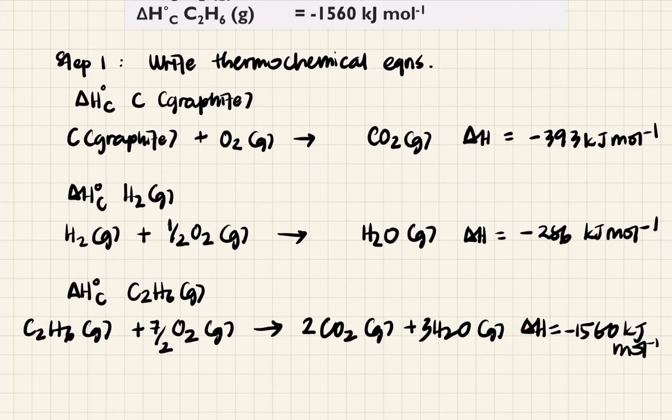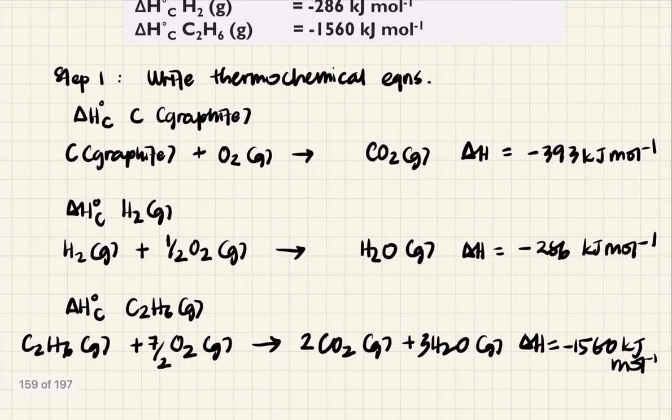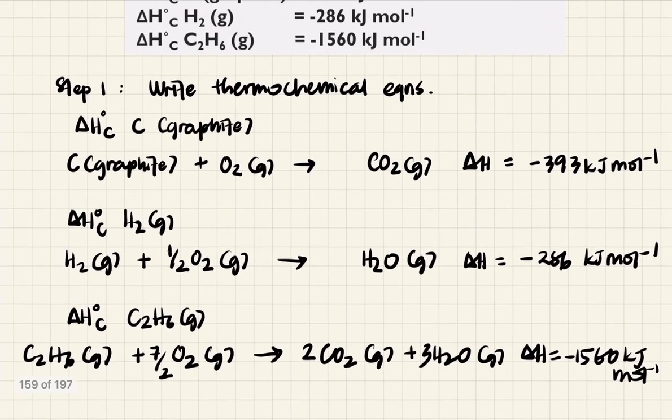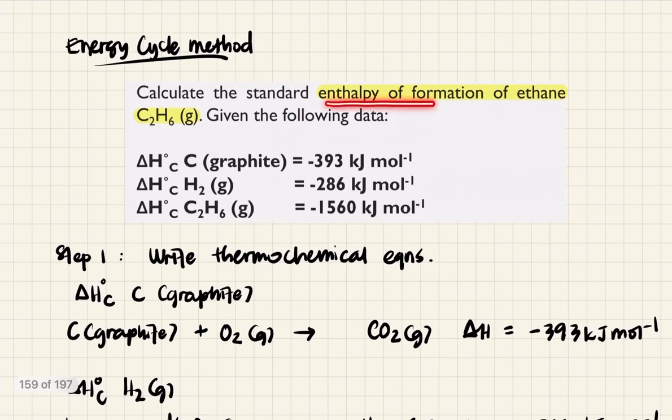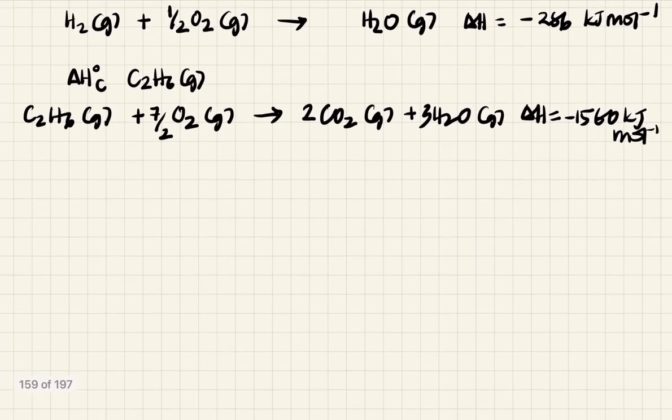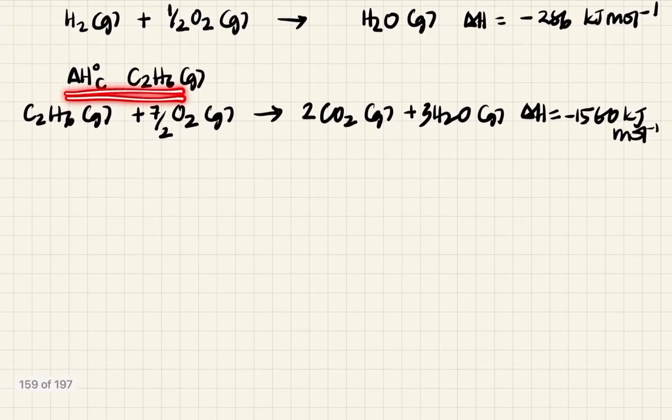Next, we will be doing the energy cycle method. So you're going to start with your target equation. We want the enthalpy of formation of ethane C2H6 gas. That means you have to know how to write the thermochemical equation for your target equation, which is delta H formation of ethane C2H6 gas. This is combustion of C2H6, not formation.